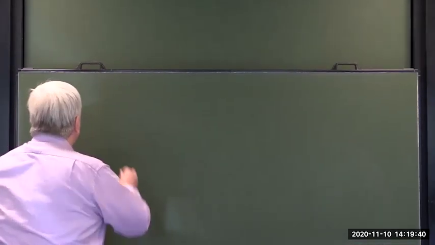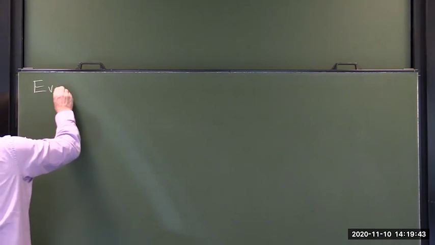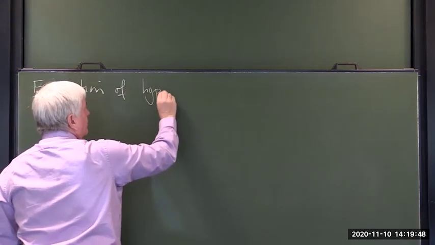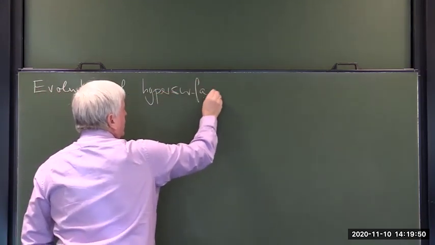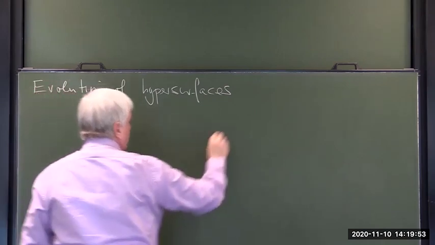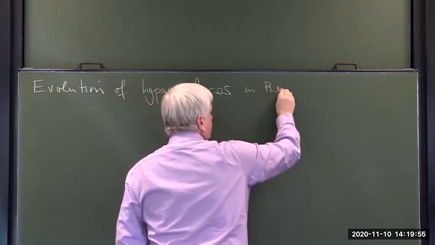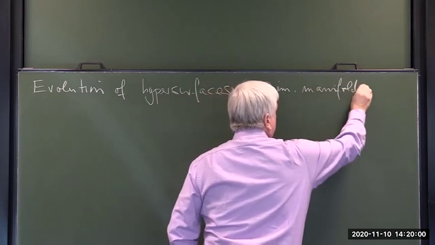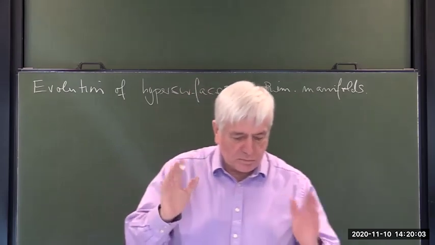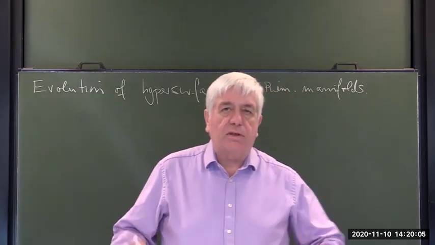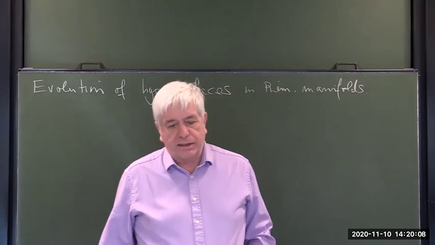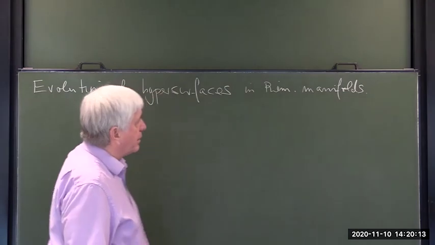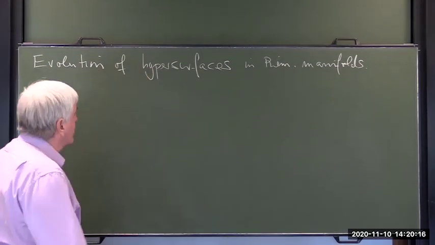So the idea here is we look at the evolution of hypersurfaces in Riemannian manifolds. But of course, you can, in the first step, always think of the target manifold being just Euclidean space, if you like, and then the formula will get a bit simpler. But the basic ideas are the same.